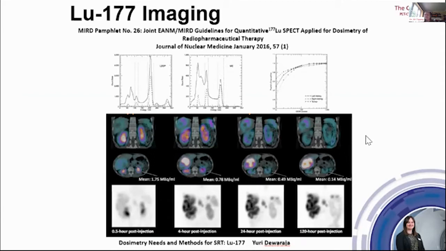So also, we're often delivering PRRT in 4 cycles, so we need to be able to consider cumulative doses. Are we sentencing our patients to 16 or so SPECT CT scans?